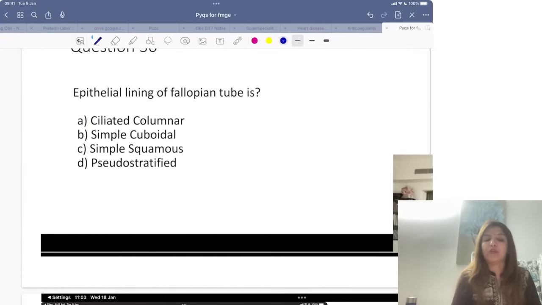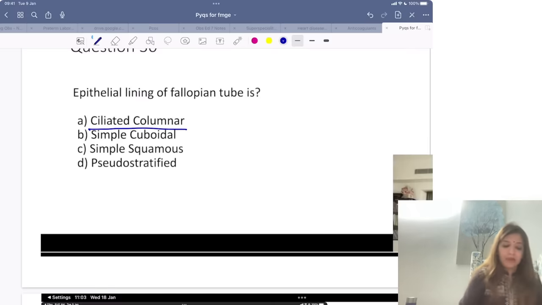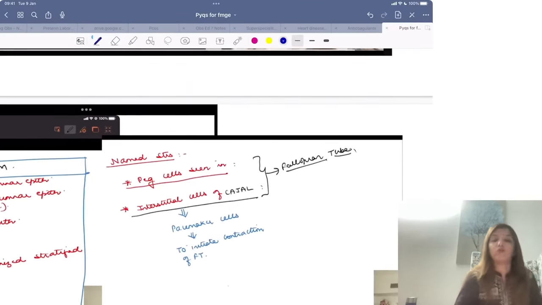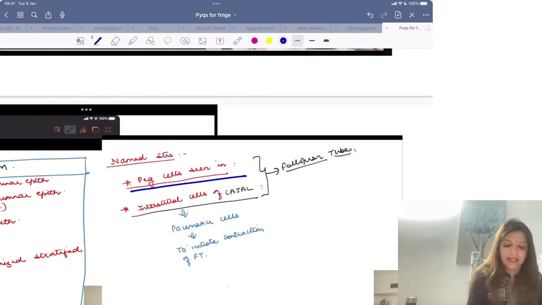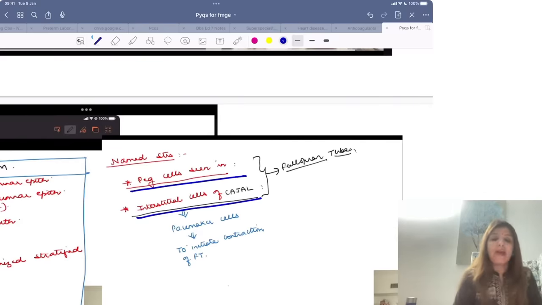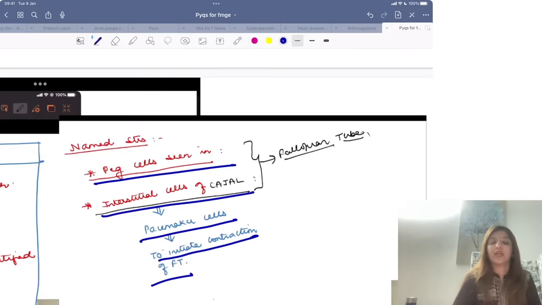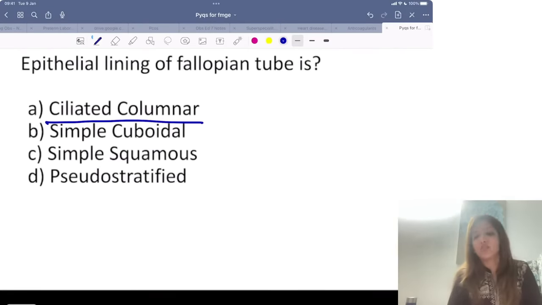Epithelial lining of the fallopian tube, that's a very simple question. The lining is ciliated columnar epithelium. Please remember there are two named cells present in the fallopian tube: PEG cells and interstitial cells of Cajal. We do not know the function of PEG cells. Interstitial cells of Cajal are the pacemaker cells and they help initiate fallopian tube contractions, right? The lining of the fallopian tube is ciliated columnar.